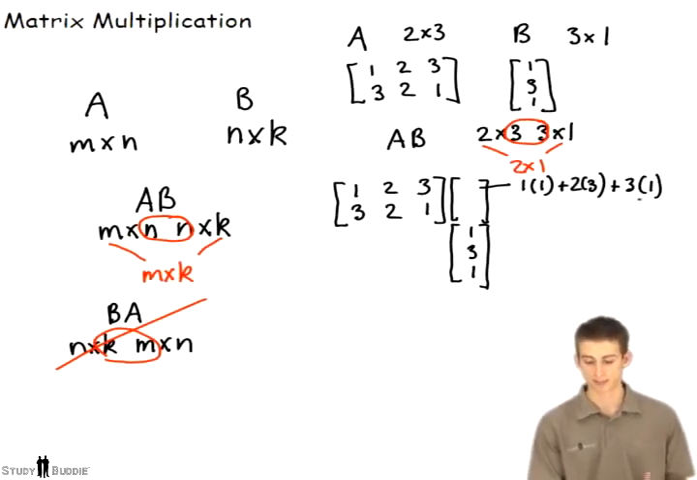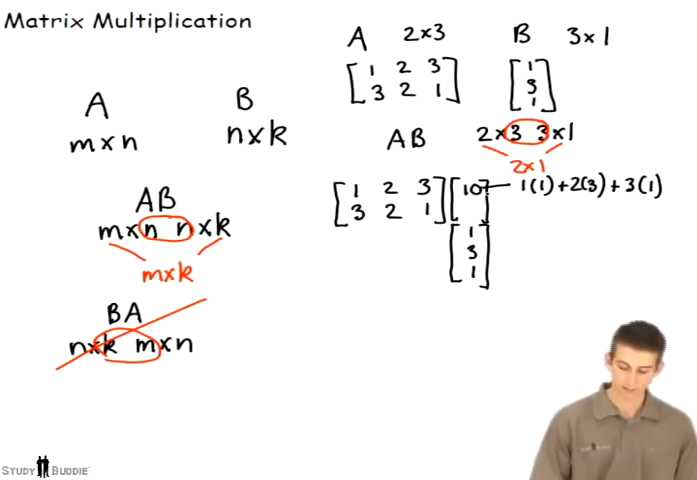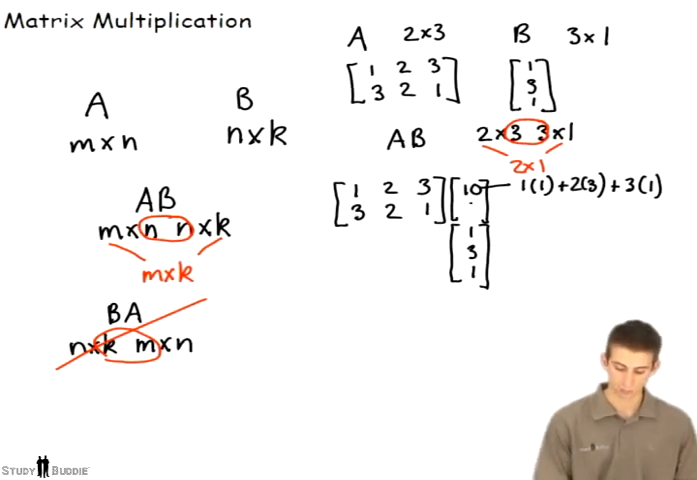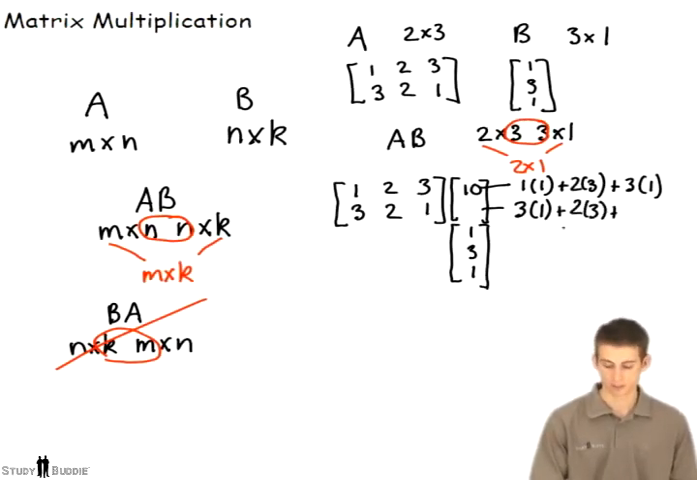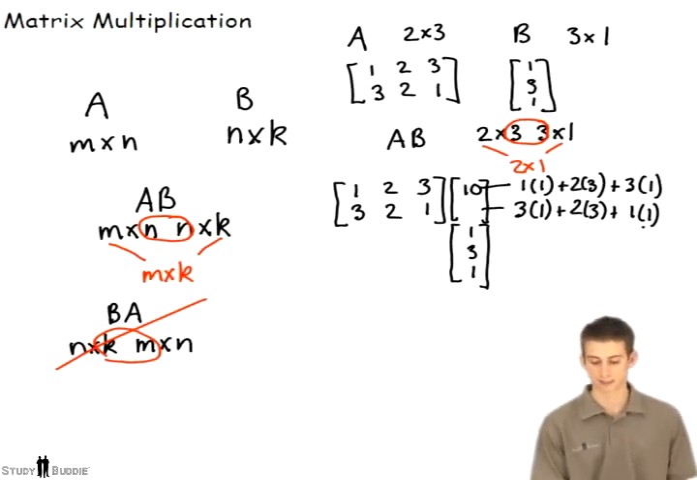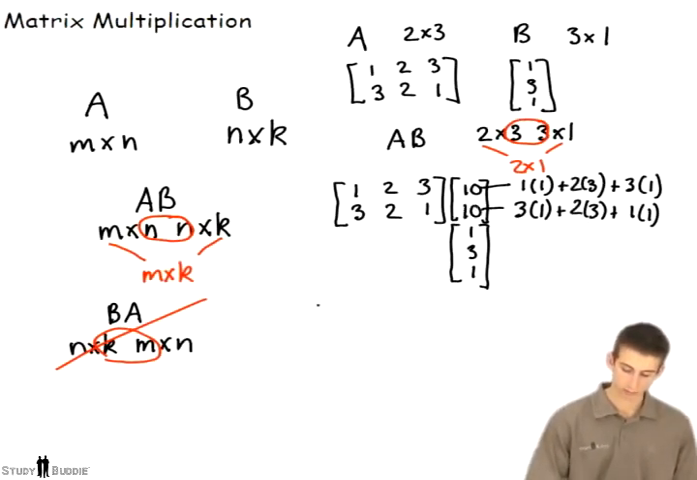And that's going to be 1 plus 6 is 7 plus 3 is 10. Now to get the second entry, we're now in the second row and still in that same column. So taking this out, we've got 3 times 1 plus 2 times 3 plus 1 times 1. So it's going to be 3 plus 6 is 9 plus 1 is 10. So our result, we can say A times B is our new matrix 10, 10.